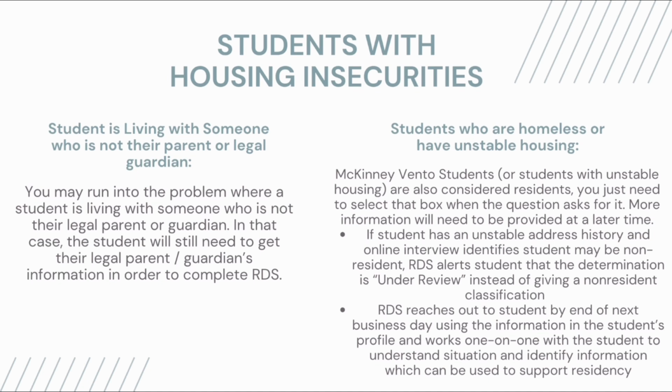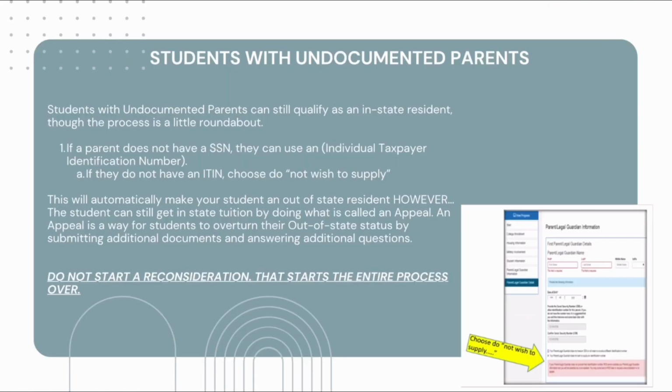If a student has an unstable address history and the online interview identifies the student may be a non-resident, RDS alerts the student that the determination is under review instead of giving a non-resident classification. Then RDS reaches out to the student by the end of the next business day using the information in the student's profile and works one-on-one with the student to understand the situation and identify the information which can be used to determine residency. Students with undocumented parents can still qualify as in-state residents, though the process is a little roundabout.